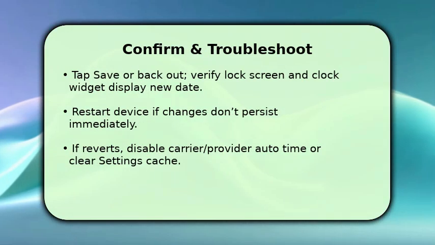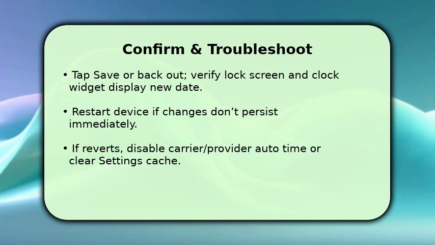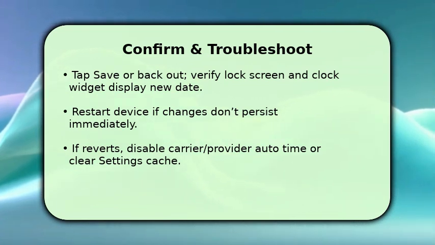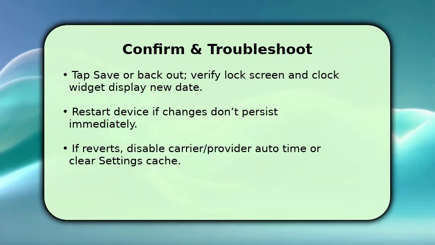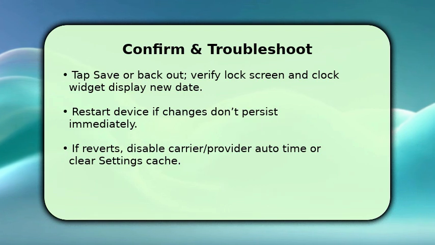After you set date and time, tap Save or simply back out and check the lock screen and clock widget to confirm the new values. If the phone shows the old time, restart the device to force the system to reload settings.